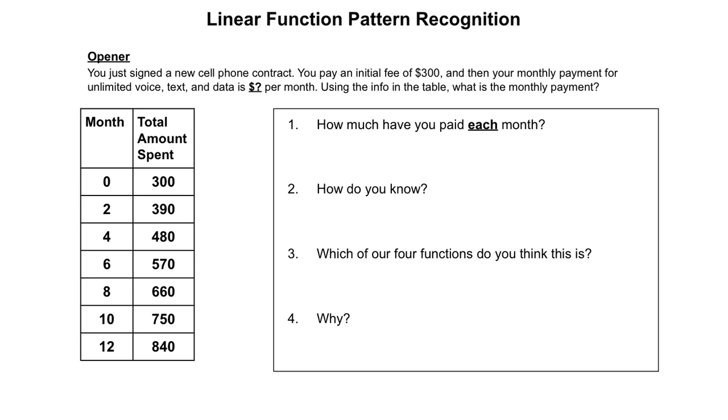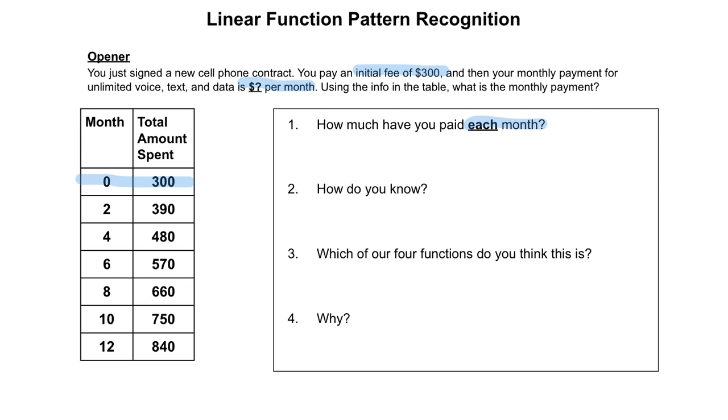Our opener today is another cell phone contract, and you are given an initial fee of $300. And again, you're going to see that in the table at 0 months. That would be your initial fee because that's your starting fee. And then your monthly payment for unlimited voice, text, and data is unknown, question mark per month. That's what we're trying to find. That's the first question being asked right here. So it says, using the table, what is the monthly payment?